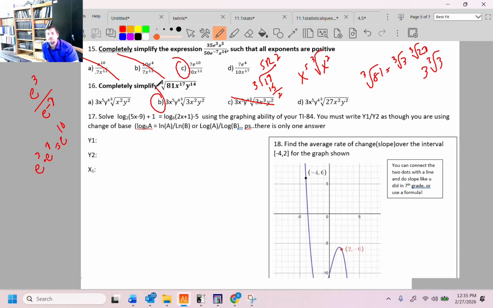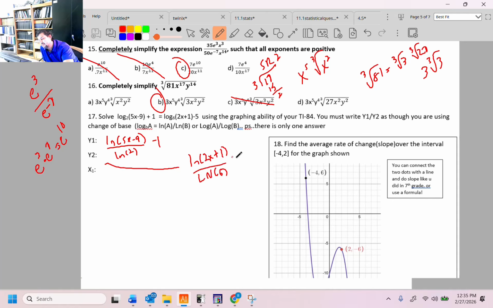Solve log base 2, argument 5x minus 9 plus 1. That would be ln of 5x minus 9, sitting pretty over ln of 2, and then take away 1. Y2, ln of 2x plus 1, sitting pretty over ln of 6, and then take away 5. And then you go push some buttons.